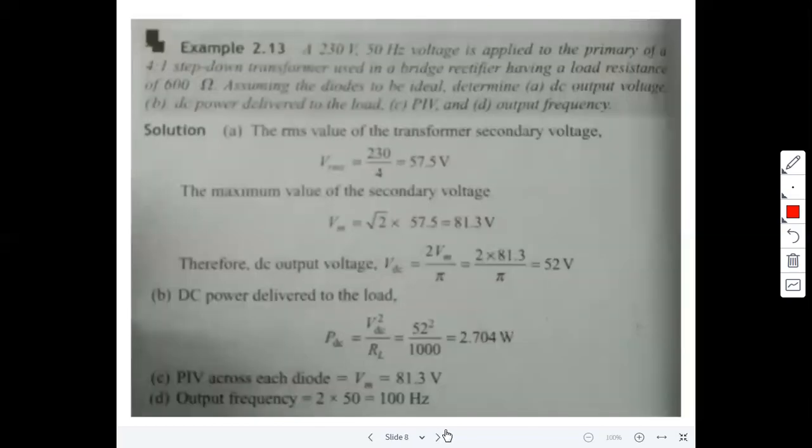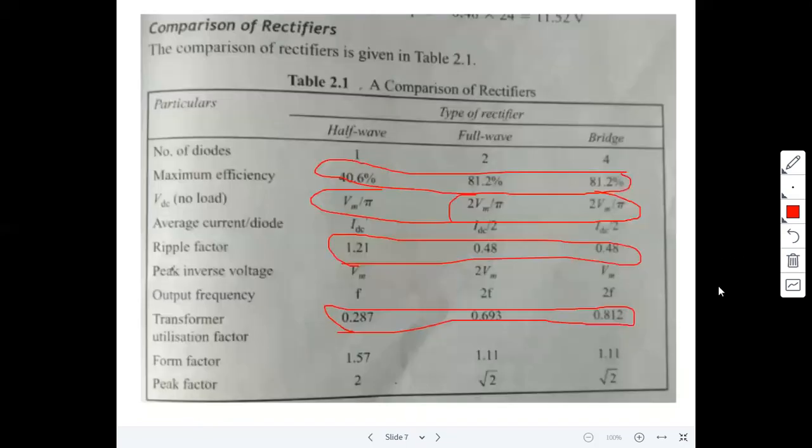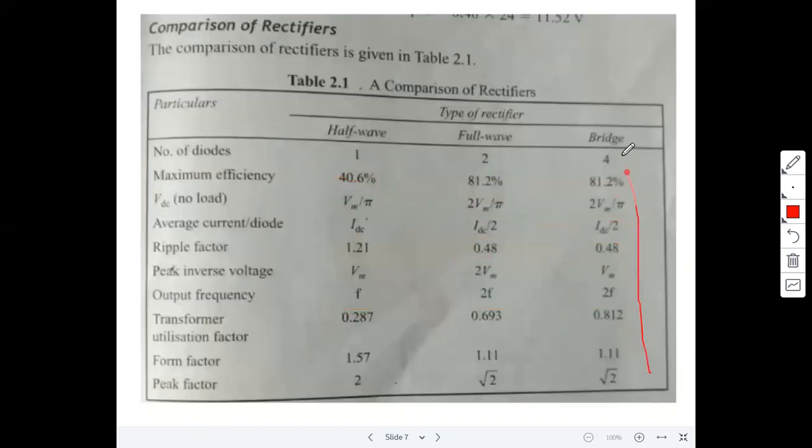Now consider the problems. The problems are based on these parameter values only. This is about the bridge rectifier. Remember these parameters: number of diodes, efficiency 81.2%, 2 Vm by pi, IDC, ripple factor, transformer utilization factor, right?